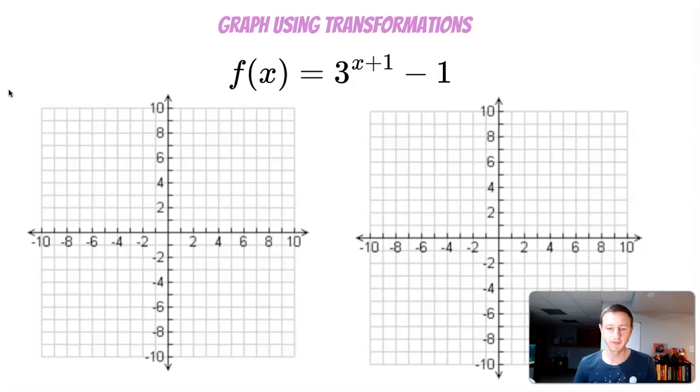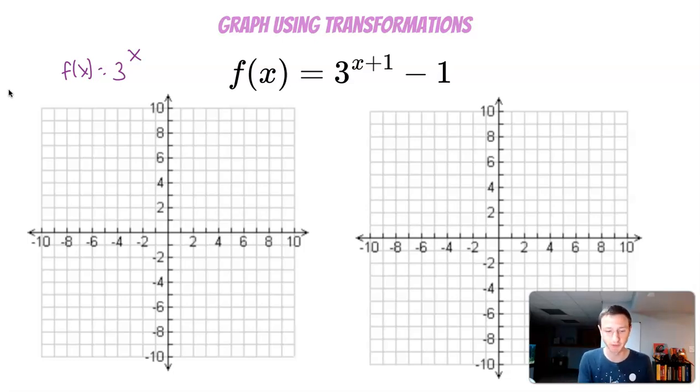Here we want to graph using transformations. We have the exponential function 3 to the x plus 1 minus 1. Before we start just jumping into graphing that function, let's first graph the function 3 to the x. Let's just start off by understanding what does 3 to the x look like, and then that will allow us to easily graph the shifting of x plus 1 in the exponent and then minus 1.